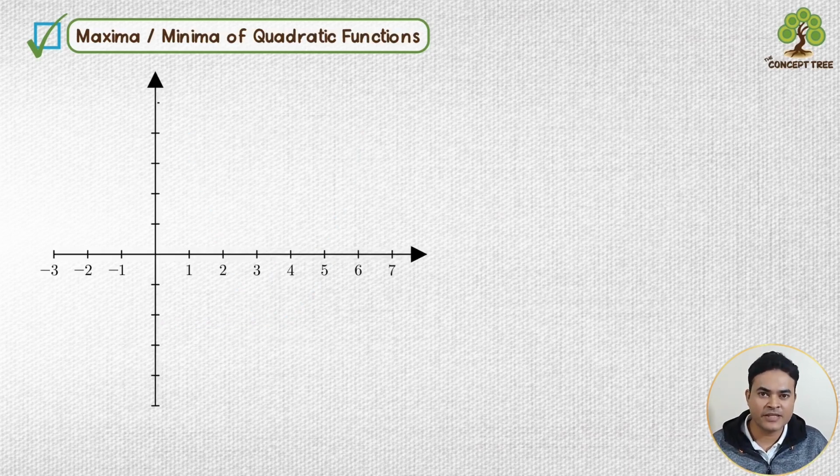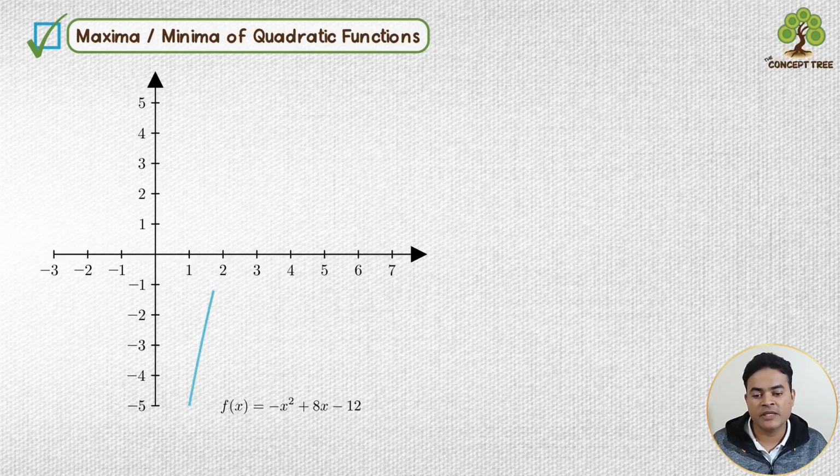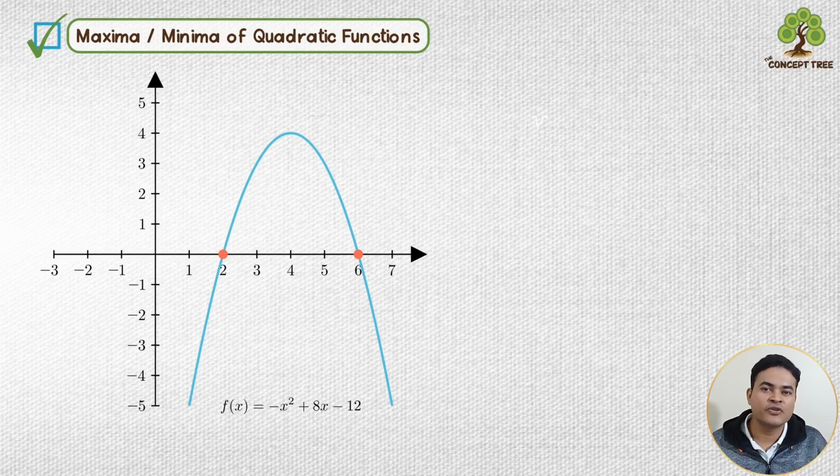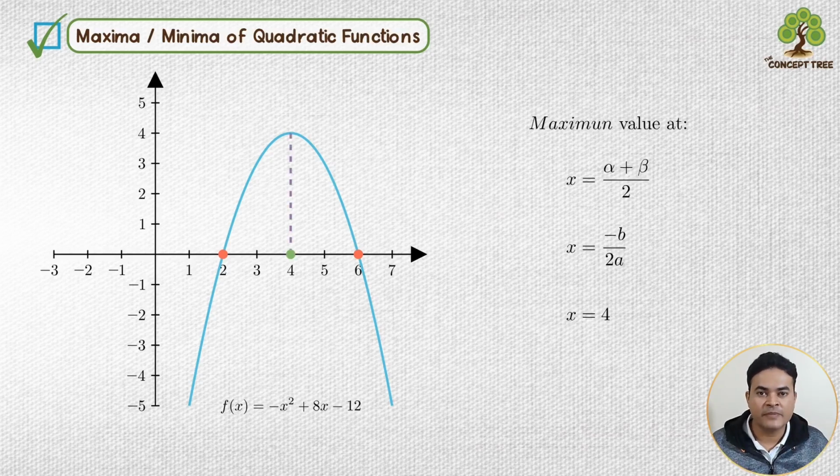Let us take another example. This time we will plot the function minus x square plus 8x minus 12. We can see that the graph cuts the x-axis at 2 points, x equal to 2 and x equal to 6. The graph is a downward parabola because coefficient of x square is less than 0. In this case, we can see that the graph cannot go upward beyond a certain value. That means there is an upper limit to the graph. That means at x equal to 4, this particular graph attains its maximum value.